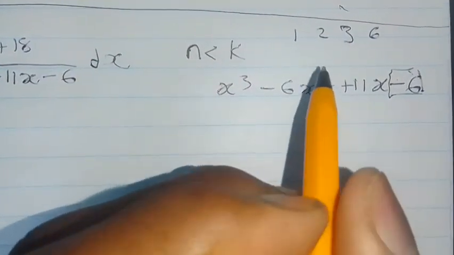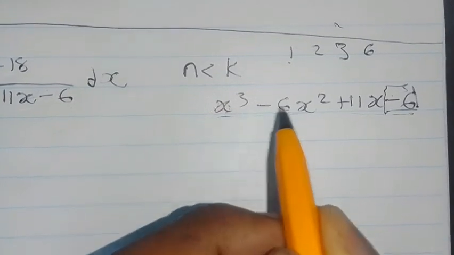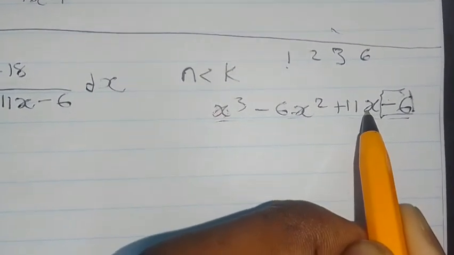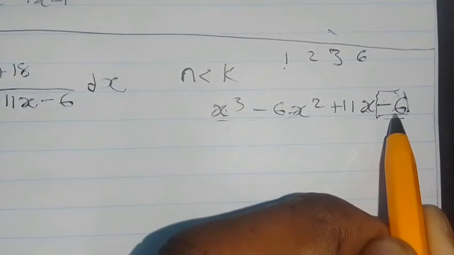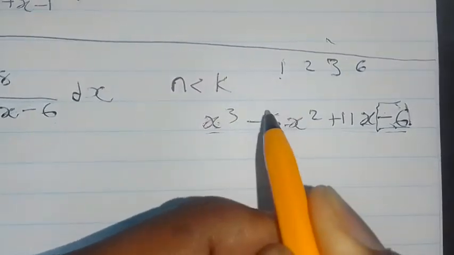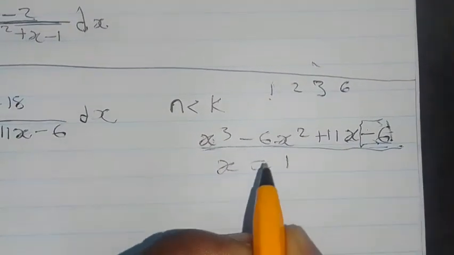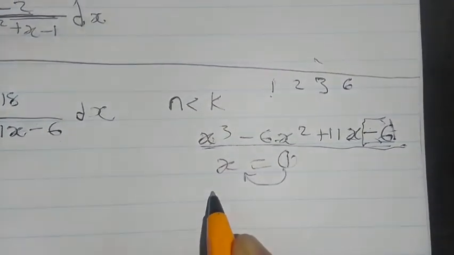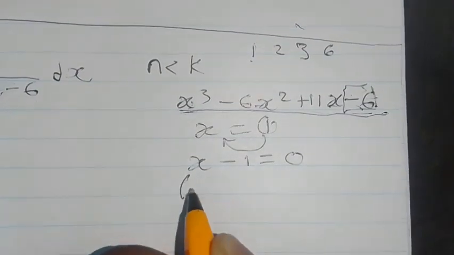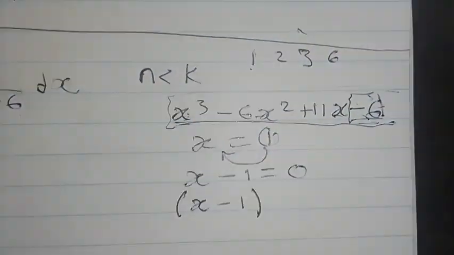So now if we plug in 1 here, what do we get? 1 minus 6 is minus 5, plus 11 is 6, minus 6 is 0. If you get 0 when you substitute 1, that means this whole thing is 0, meaning x equals 1 is a solution. If we take 1 to the other side, we have x minus 1 equals 0. So x minus 1 is a factor of this whole expression.